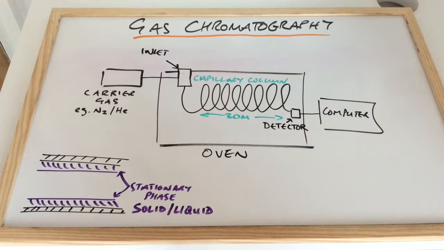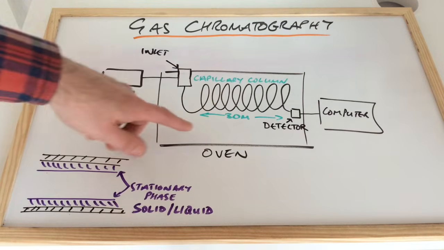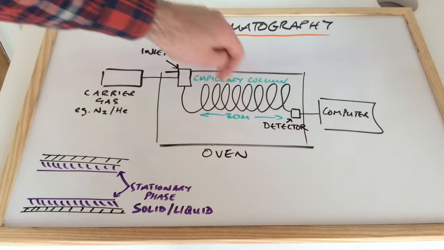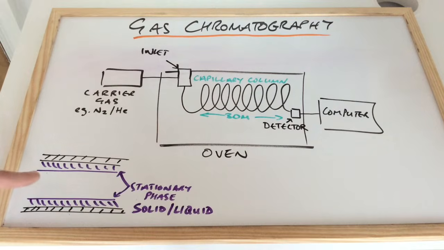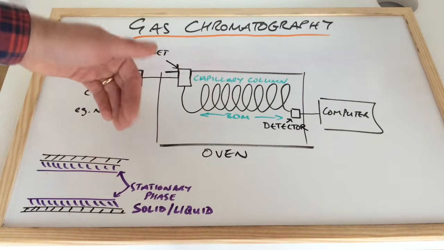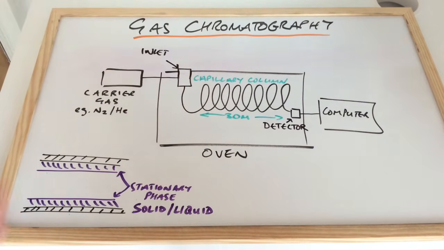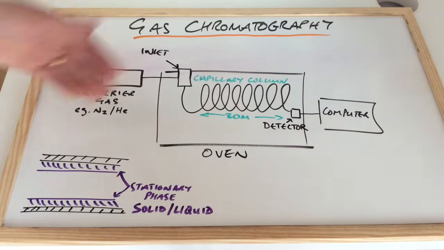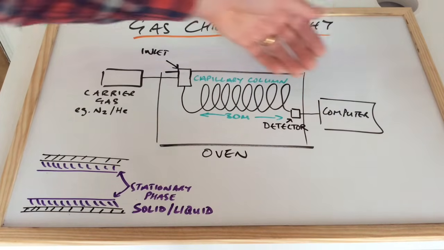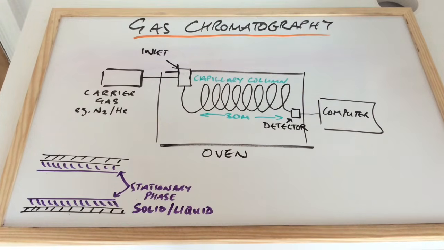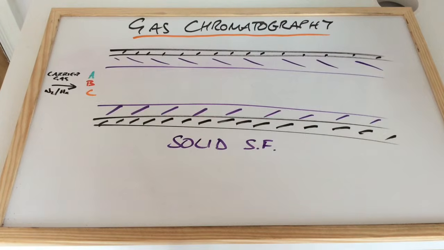In a nutshell, if a substance hardly interacts with the stationary phase at all, it's going to hit the detector very quickly. If a substance interacts with the stationary phase quite a lot, it's going to slow it down, and it's going to hit the detector after a longer period of time. That would then be sent to the computer, and a chart or a graph would be produced. So we'll look at the mode of separation now.